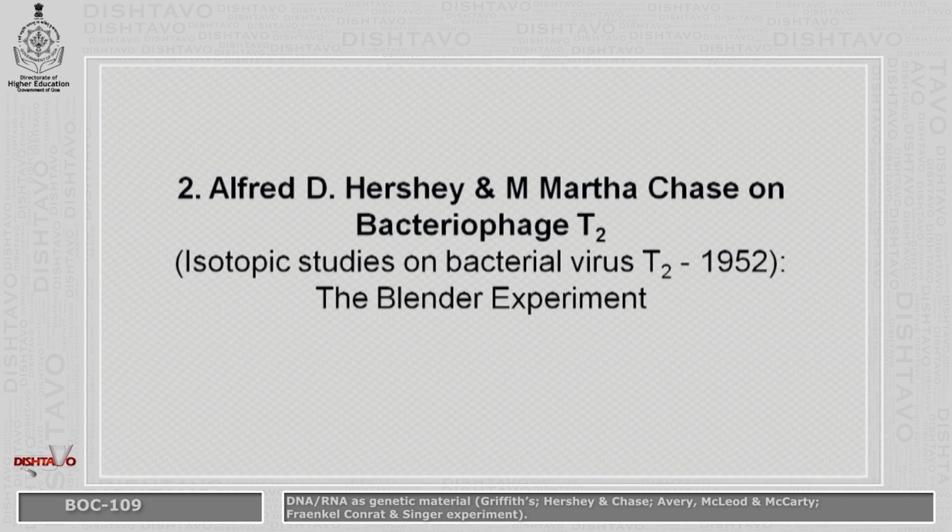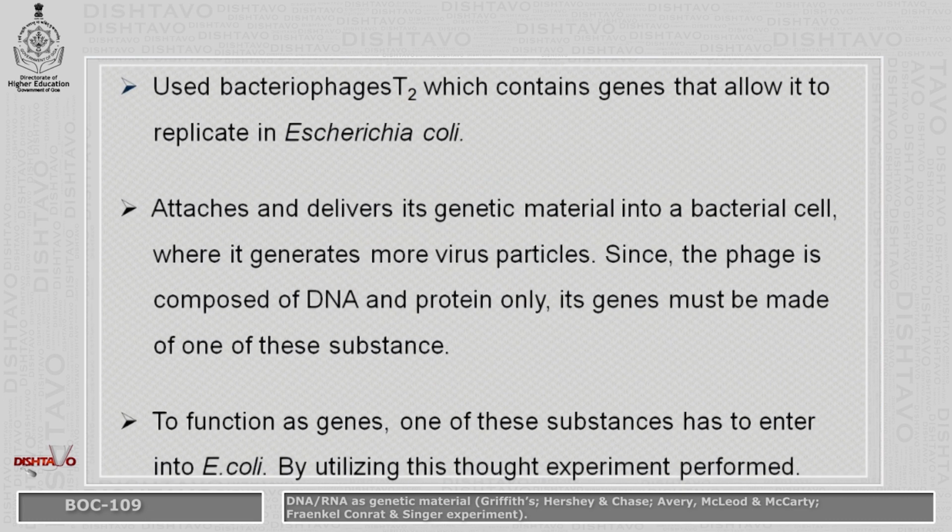Following Frederick Griffith, it was Alfred Hershey and Martha Chase who did the Waring blender experiment in the year 1952, using bacteriophage T2, and they did isotopic studies. They used bacteriophages, which contain genes that allow them to replicate in the E. coli bacterium. They attach and deliver their genetic material into the bacterial cell, where it generates more virus particles.